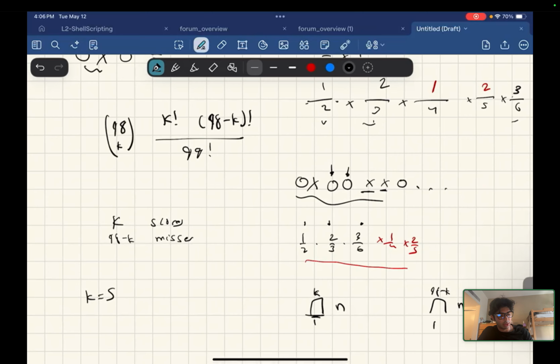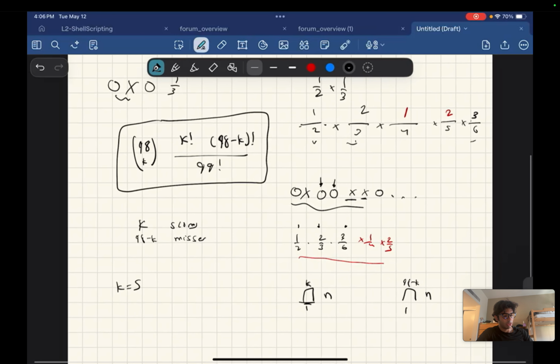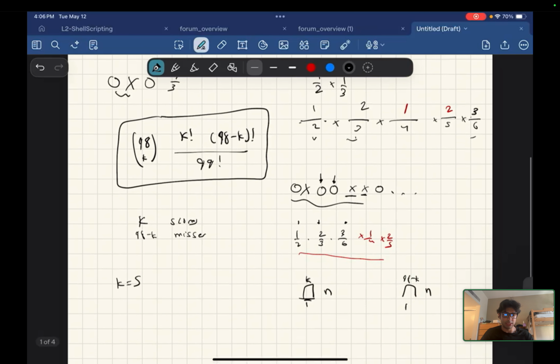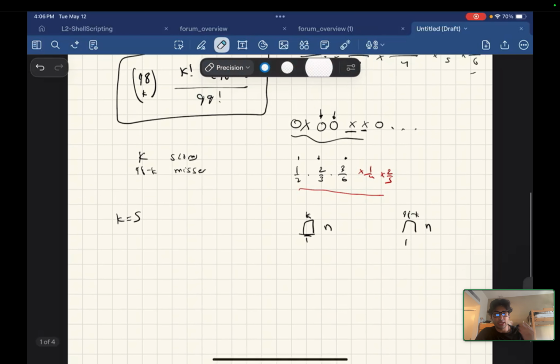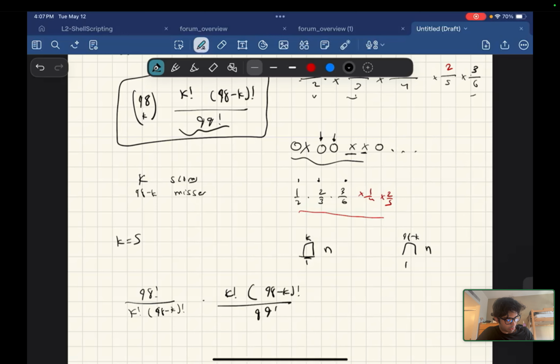So by doing this, we now have the probability of making some number k of shots in the remaining 98. So that's basically our answer. Now if we simplify it, we're going to get the actual solution. So 98 choose k, if we break down the choose function into what it actually represents, is 98 factorial over k factorial times 98 minus k factorial. And we write down what we had earlier, times k factorial times 98 minus k factorial over 99 factorial.